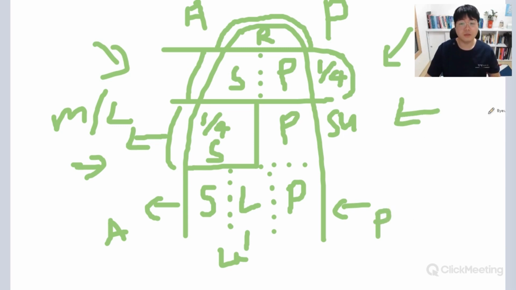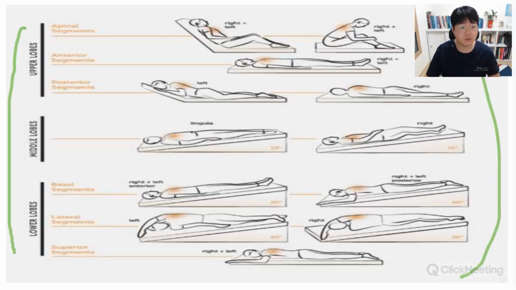All right, so if you know this picture, then the questions will be really easy. That's all.